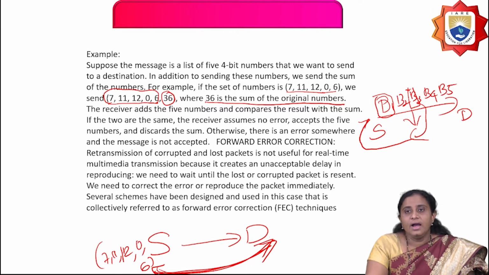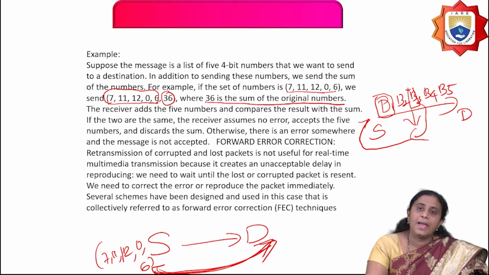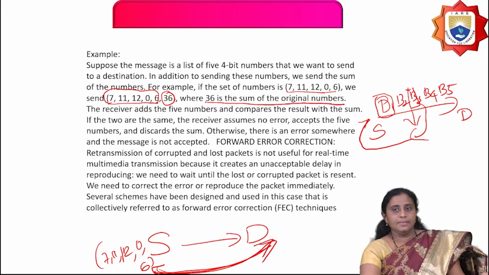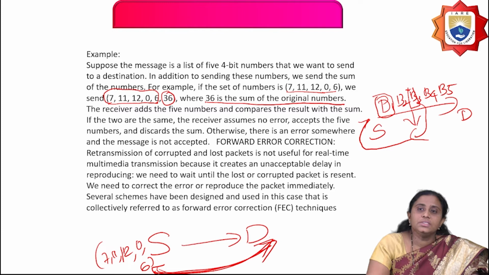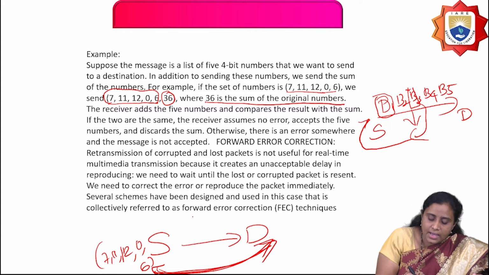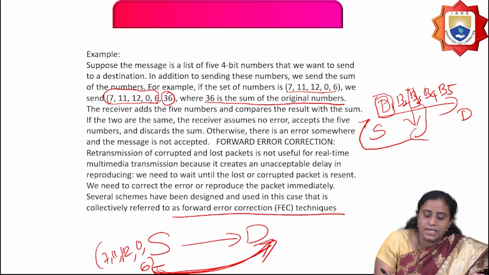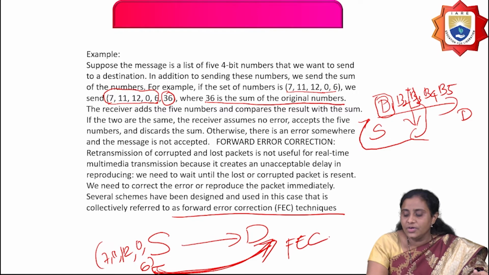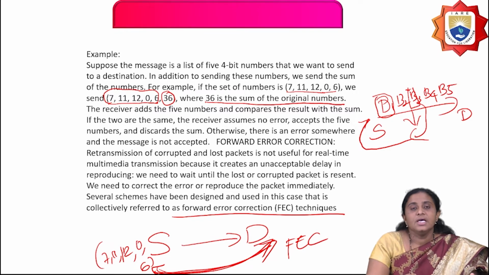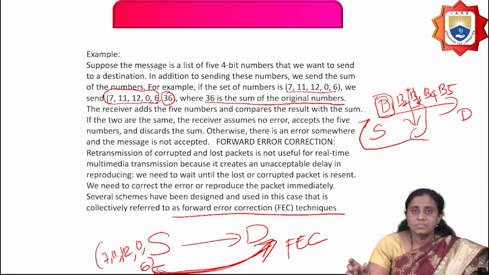So we need to wait until the lost or corrupted packet is resent. We need to correct the error or reproduce the packet immediately. Several schemes have been designed and used in this case, collectively referred to as forward error correction. This technique is what we call forward error correction. That means, again, whenever one data frame or data bit needs to be transmitted from one source to the destination.